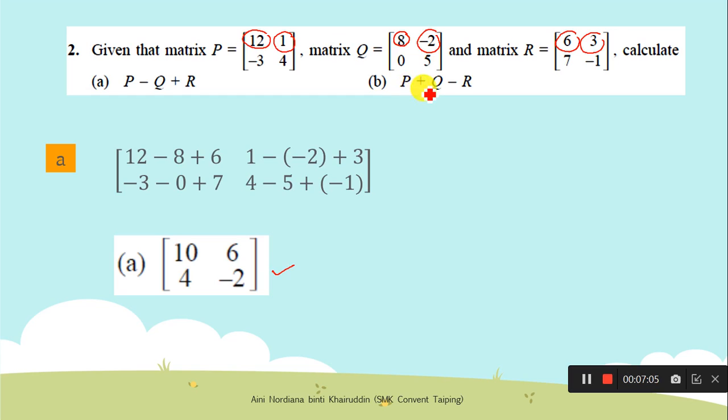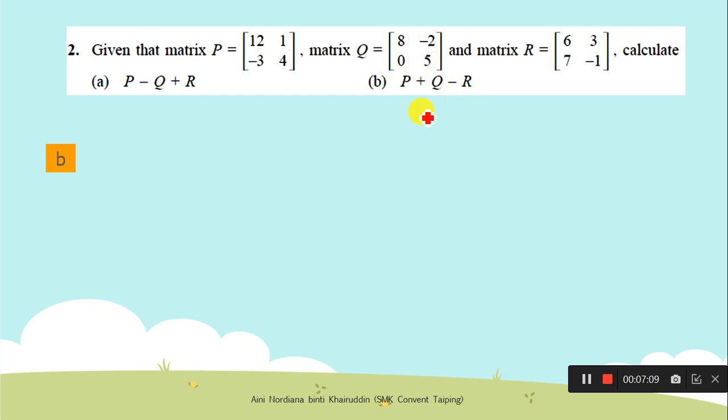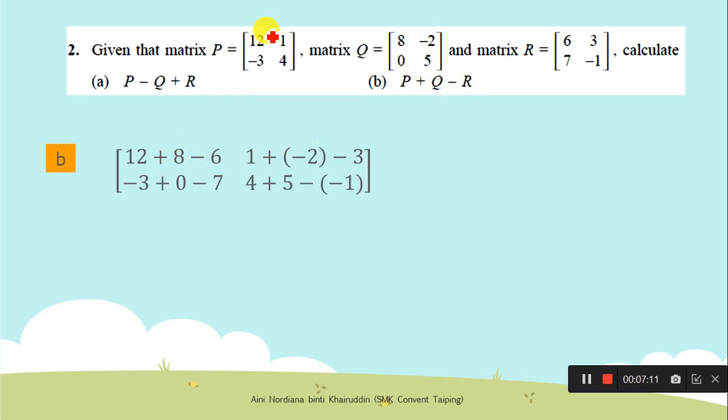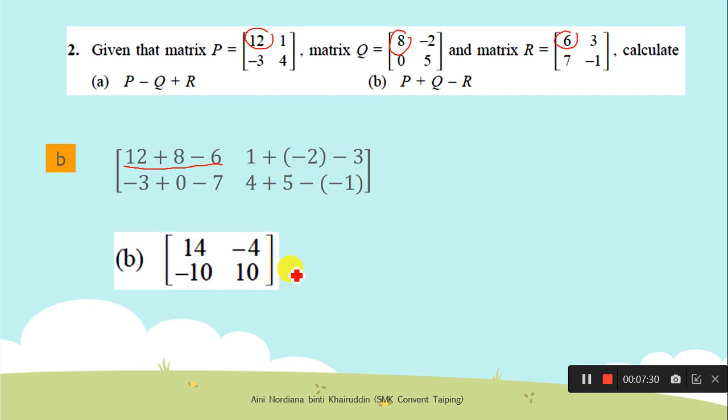For B, P plus Q minus R. So P is 12 plus Q 8 minus 6. So this is for the first row, first column of the matrix. Do the same thing for the other elements. So this is the answer for B.